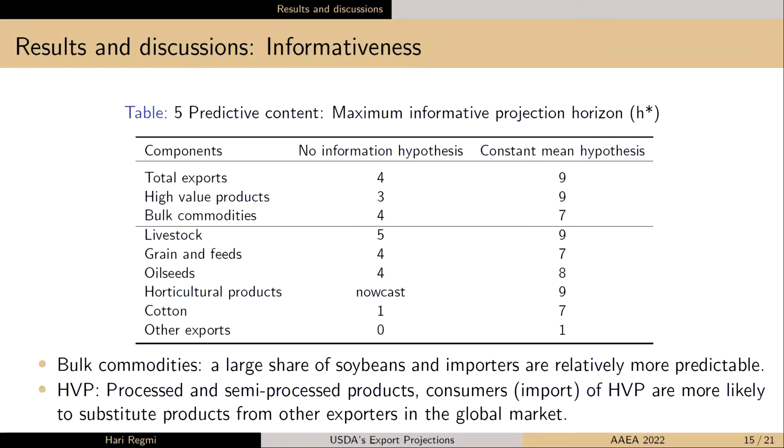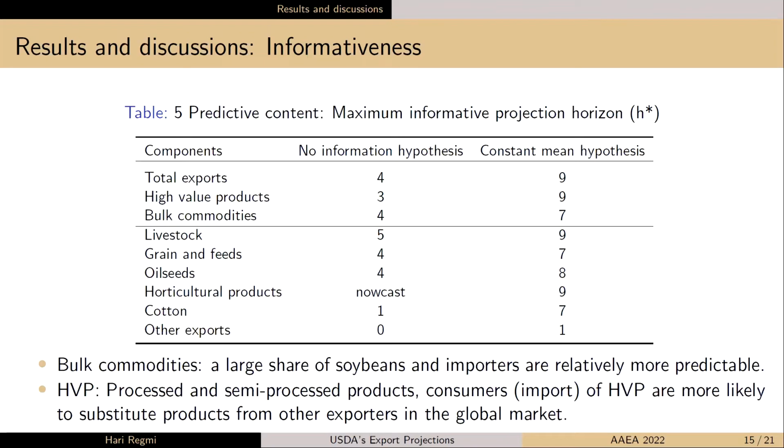I just summarized this giant table here, and we can see that under the no information hypothesis, that is more conservative than the constant mean hypothesis, the total export and bulk commodity projections are informative up to 4 years, whereas high value products are informative up to 3 years.